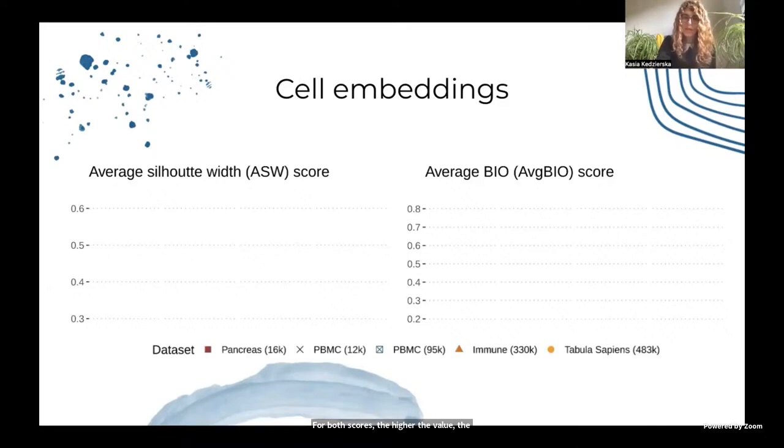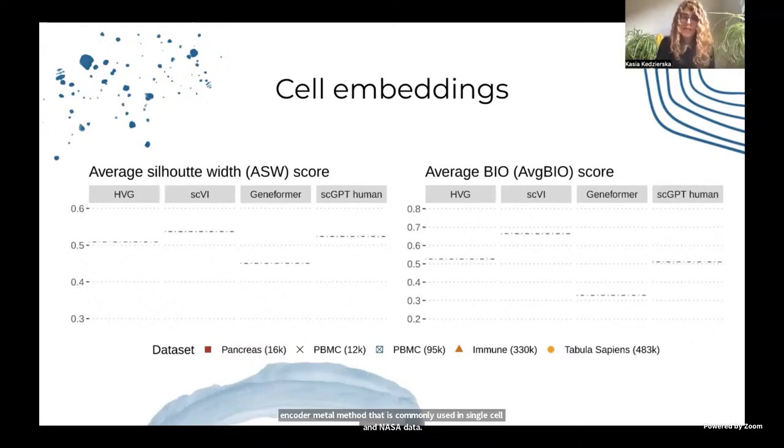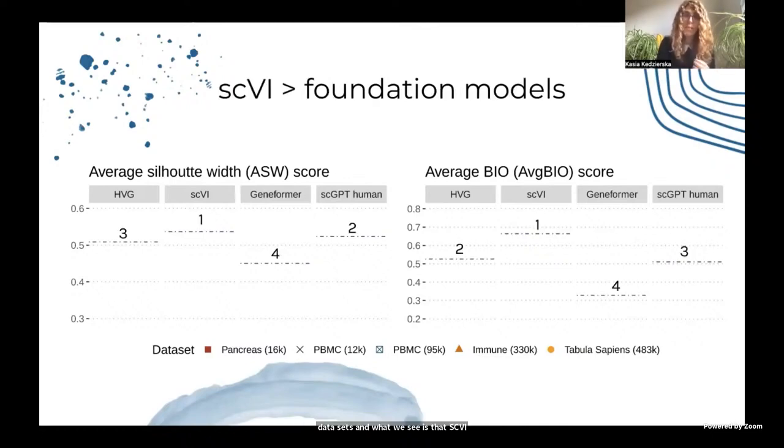And as I said, we will evaluate them on 5 different data sets. And to give us some perspective, we will compare GeneFormer and scGPT human performance to a simple heuristic method of choosing highly variable genes, and also to using scVI, a variational autoencoder method that is commonly used in single-cell RNA-seq data analysis. Then we calculated the median across all the data sets, and what we see is that scVI outperforms foundation models in both scores, in silhouette score and in the average bio score. Additionally, highly variable genes outperform the foundation models in the average bio composite score.